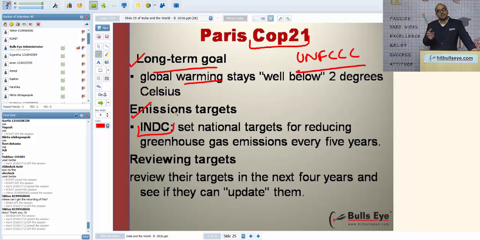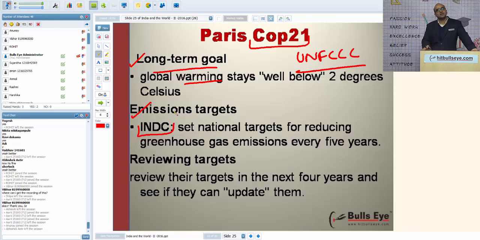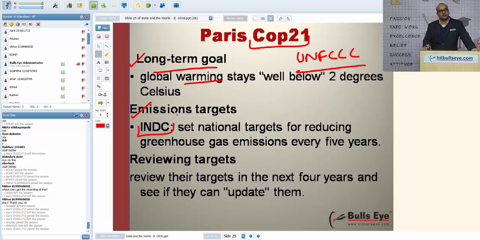While the Kyoto Protocol imposed quantifiable limits on emissions, the INDC principle says that every country is free to decide on how much cuts it will make, right? That is the first difference.